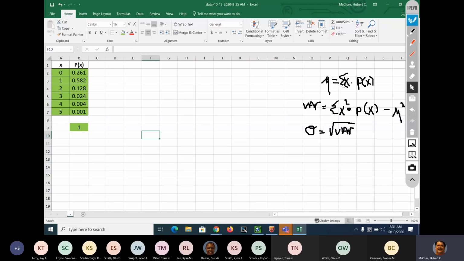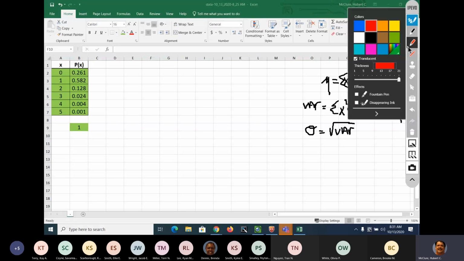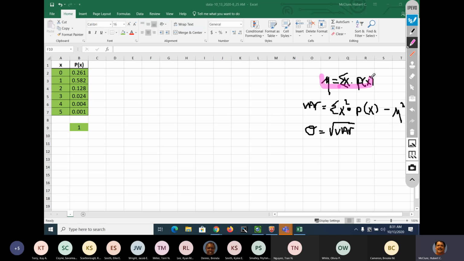All right, so x times p of x. So I'm going to use a highlighter and I'm going to color this magenta. And that's going to go away. So I'm going to do the x times p of x. I'm going to do that in magenta. Oh, the things I do for y'all.